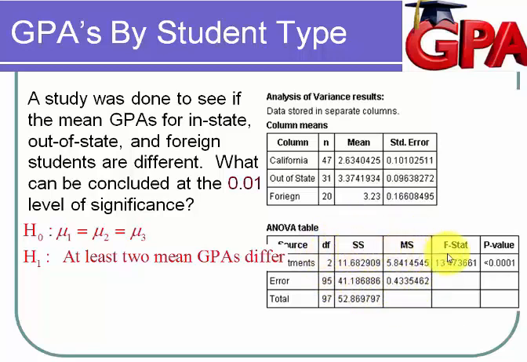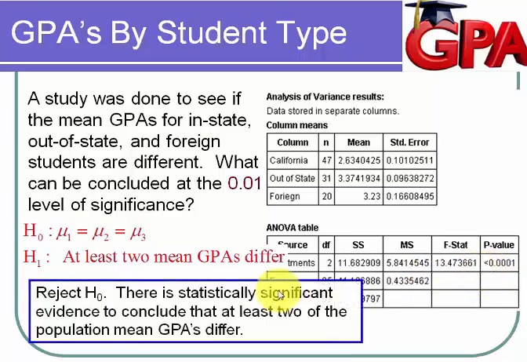SS, MS. The F statistic, that's our test statistic, is 13.47. And then the most important number of this entire course is always the p-value. And here the computer says less than 0.0001. So that's a tiny p-value. And when we have a tiny p-value, we can state our conclusion and say that there is statistically significant evidence to conclude that at least 2 of the population mean GPAs differ.